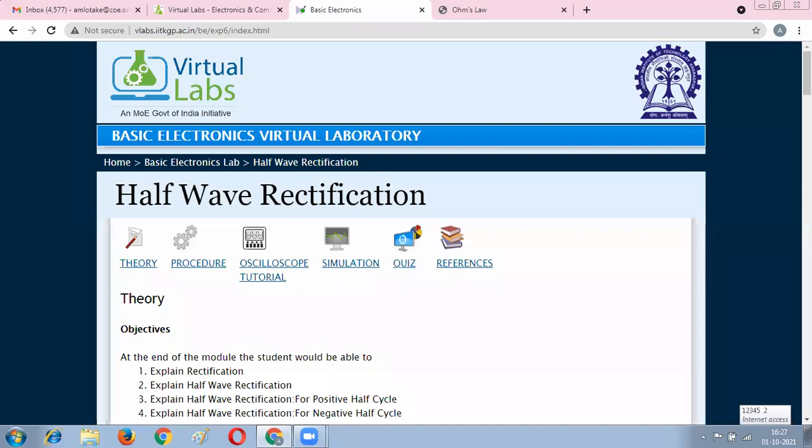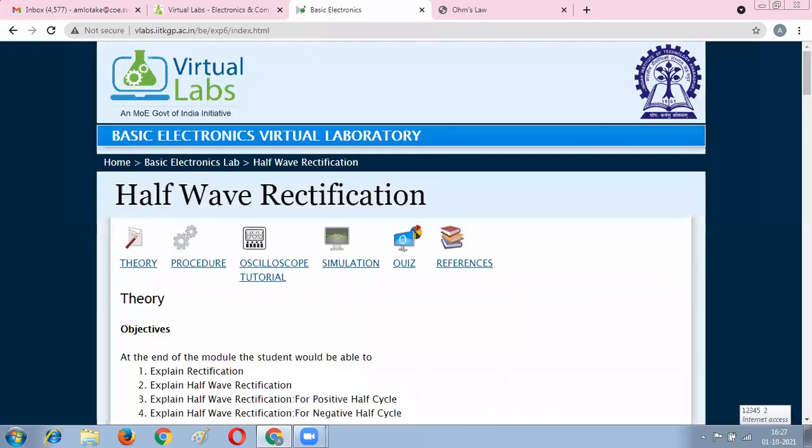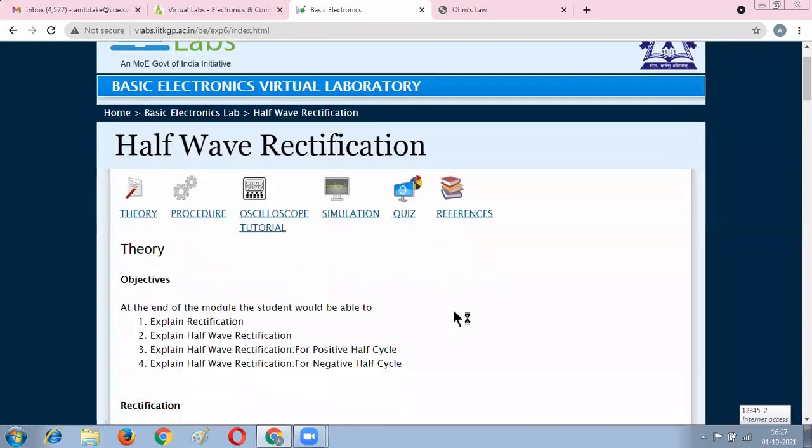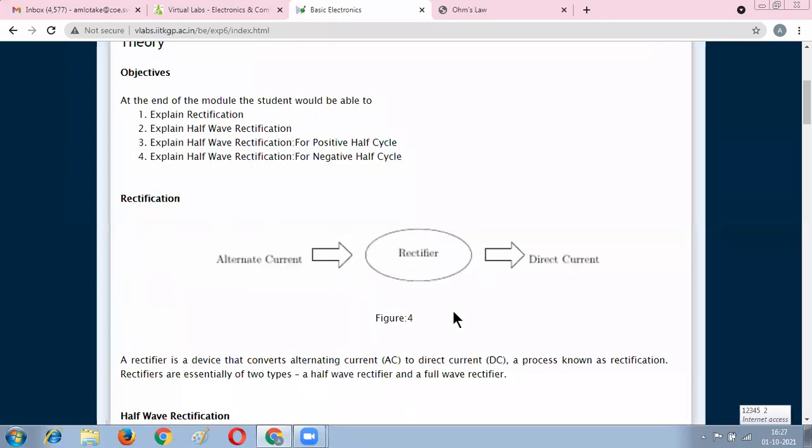Anyone who can tell me, in the half wave rectifier, how many diodes are used? Before going for theory, can you remember the theory part? What are the types of rectifier? How many types are there? Anyone? Okay, revise the theory part. We'll go for the theory.